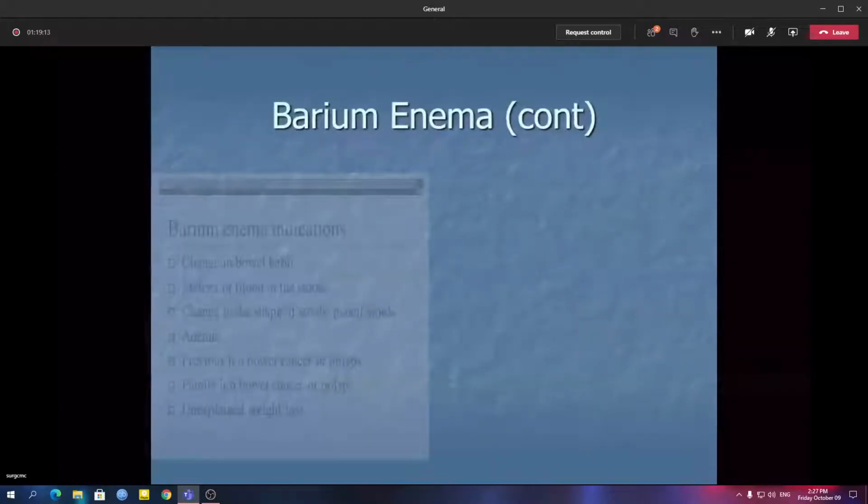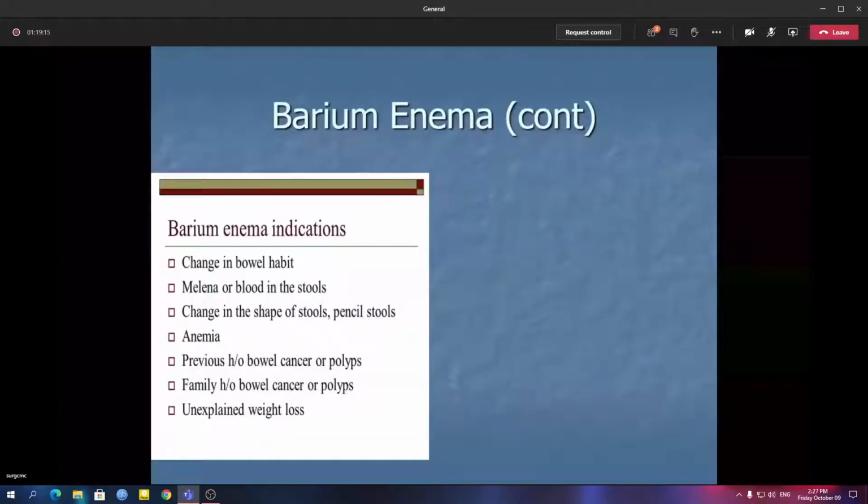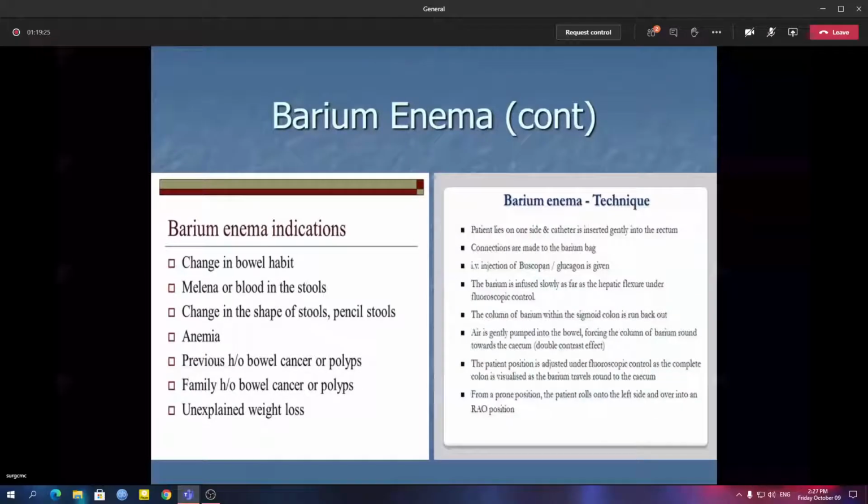Again, barium enema, of course, when you are dealing with malignancies, particularly in the lower GI tract: change in bowel habit, melena, change in shape of the stool, previous history of bowel malignancies, unexplained weight loss and all these things, you need to do a barium enema.